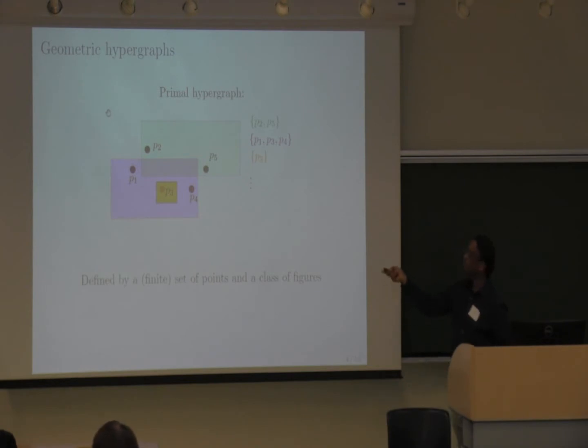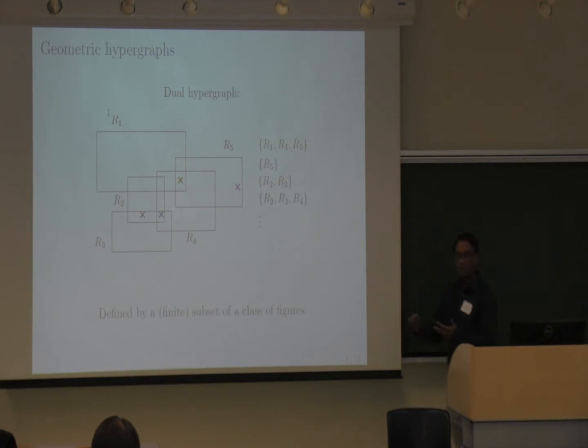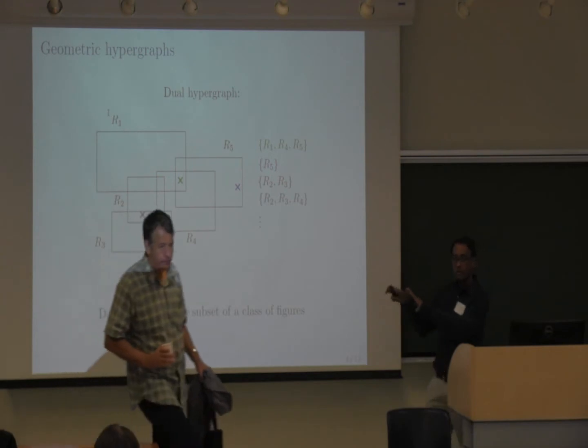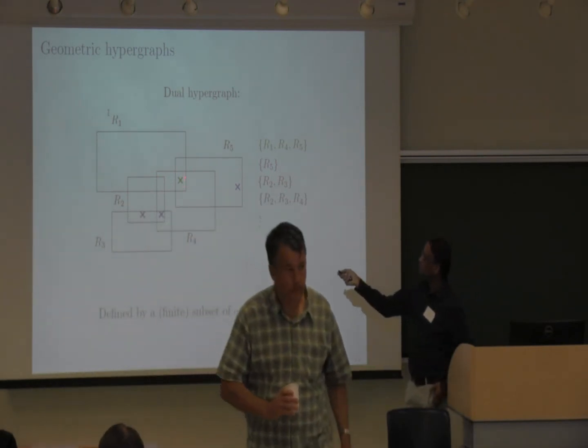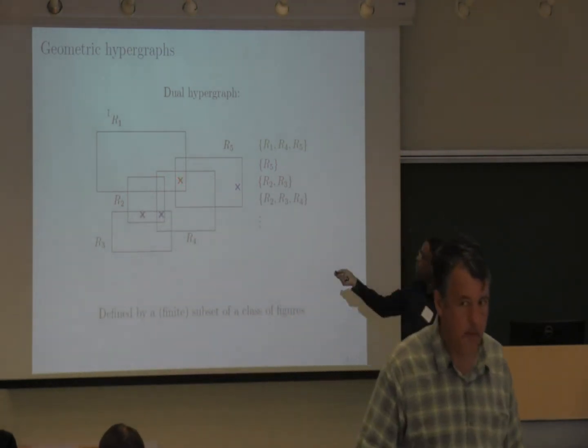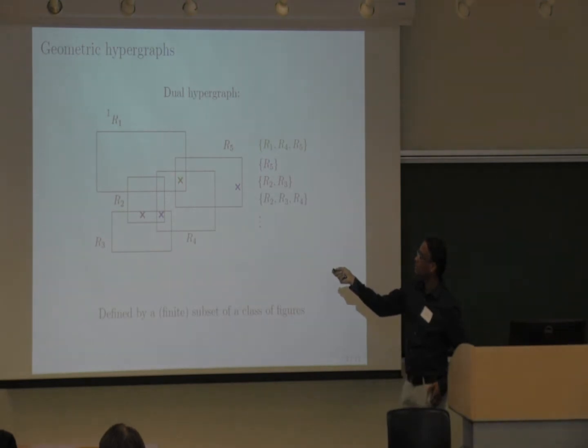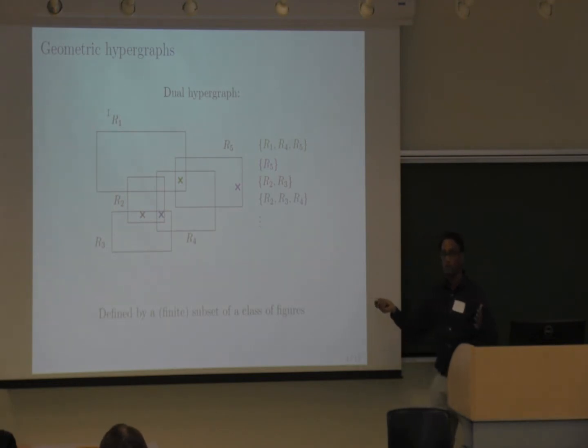There are more, obviously. And then there is another kind, which is known as dual hypergraphs, which are defined by a finite class of figures, which you look at their arrangement, and then you take a cell of the arrangement, and you look at all the figures that contain that point. So that defines one hyperedge. And again, I have not shown all the hyperedges in this collection of figures.